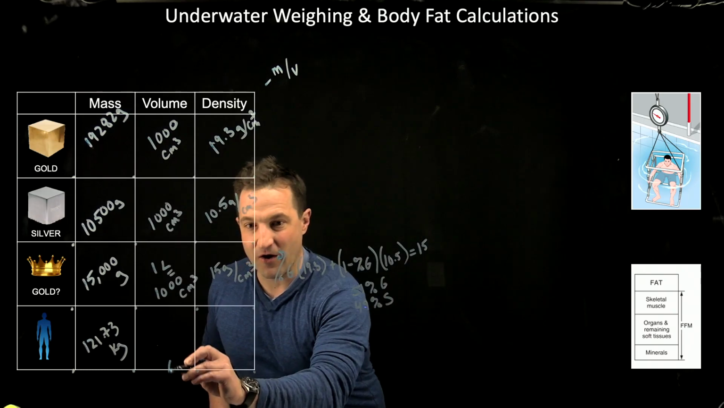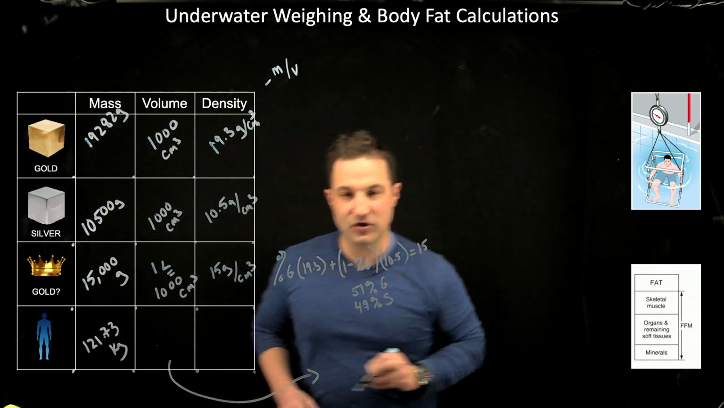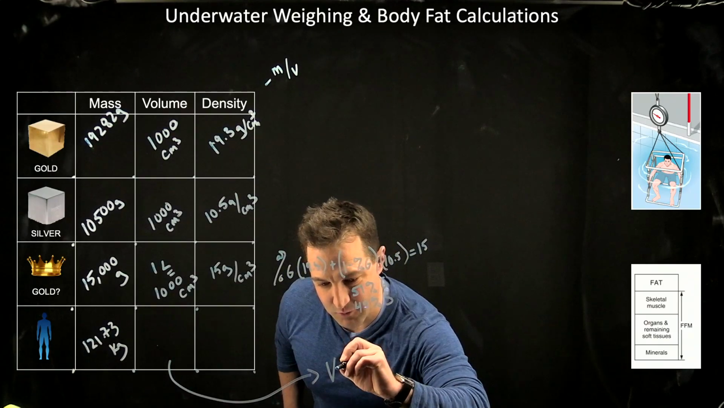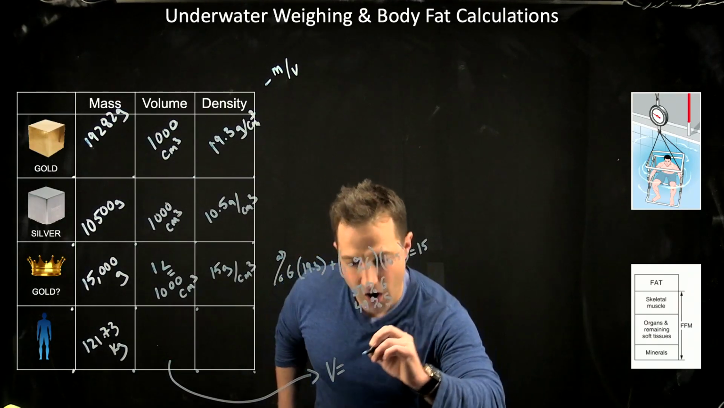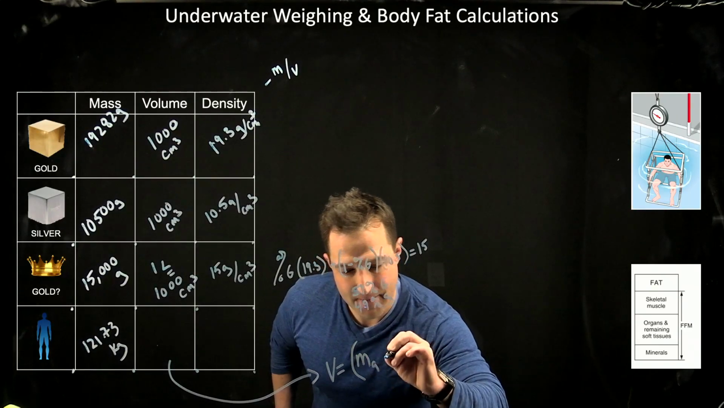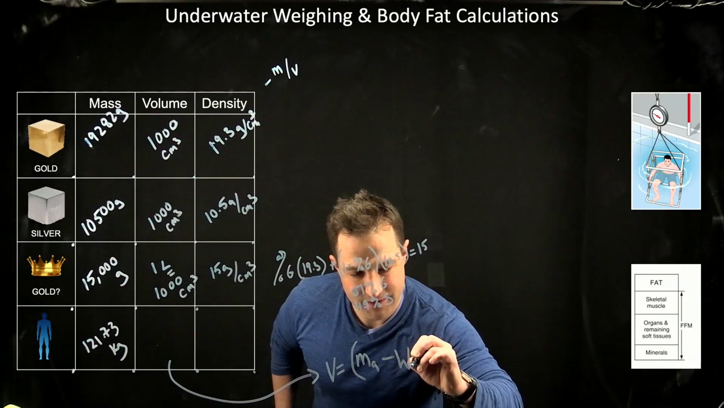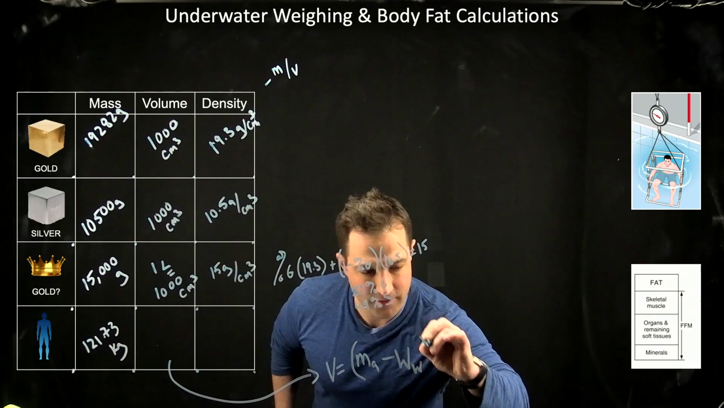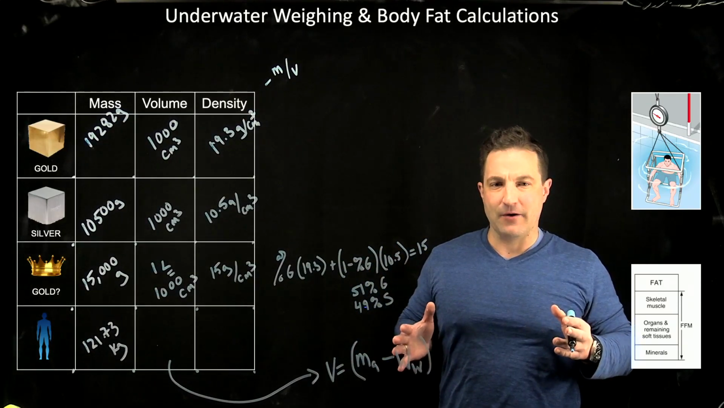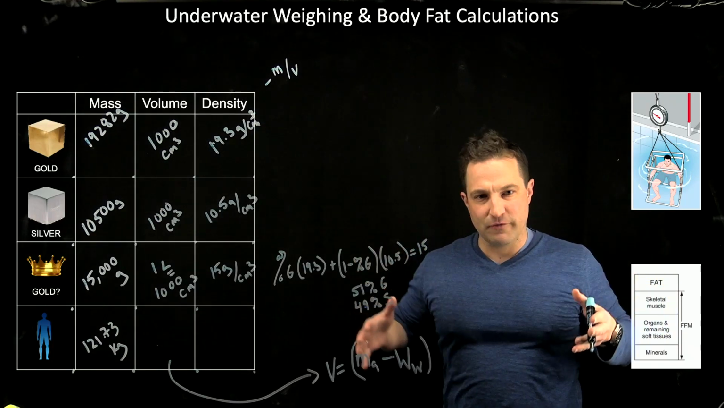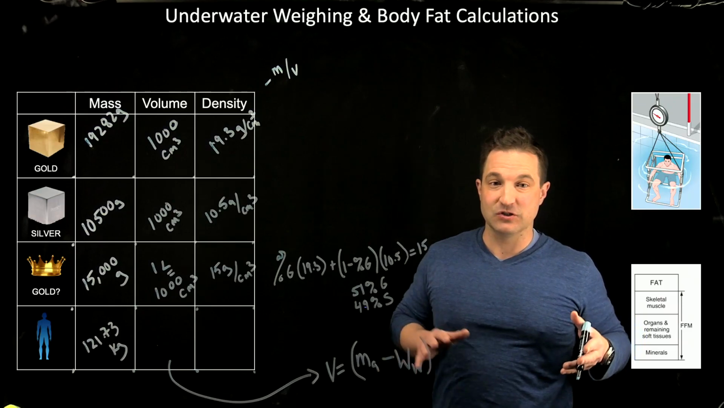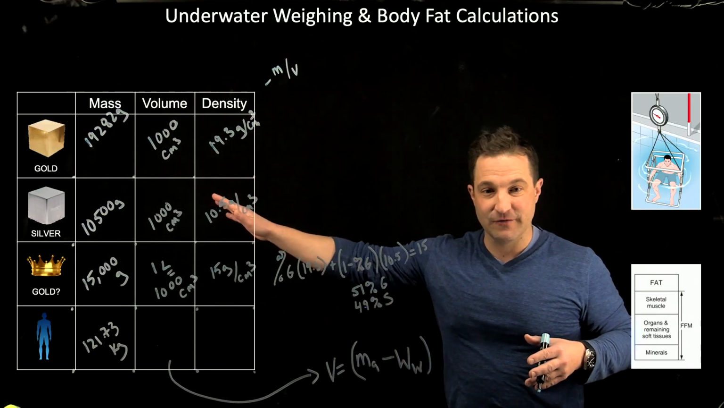In order to get our volume, what we're going to do in this case is say that volume is going to be equal to our mass in air minus your weight in water to start. And why do we have that? Well, if you think about it, when we have any sort of force, there is going to be an equal and opposite force associated with that. Go all the way back to physics.